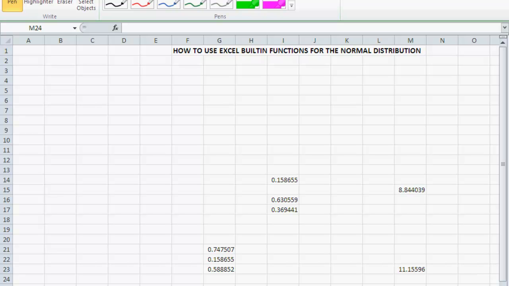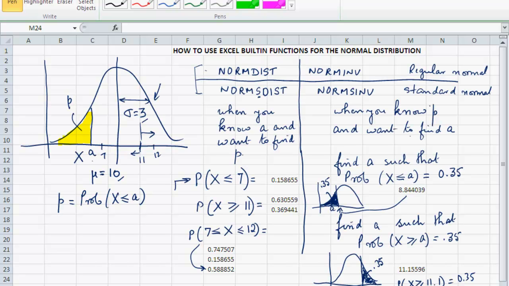So I hope you see how to use these 4 built-in functions. Everything that I just told you about NORM.DIST and NORM.INV would work exactly the same way for NORM.S.DIST and NORM.S.INV, provided the normal distribution that you have is a standard normal distribution. In other words, it would have the mean of 0 and a standard deviation of 1.